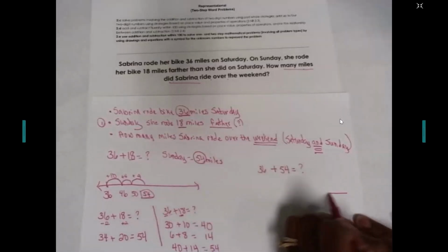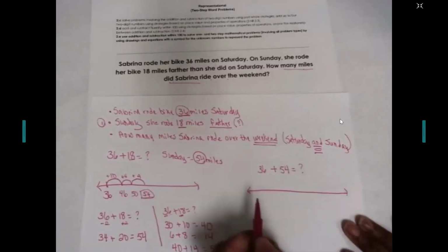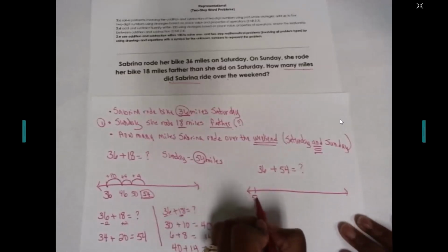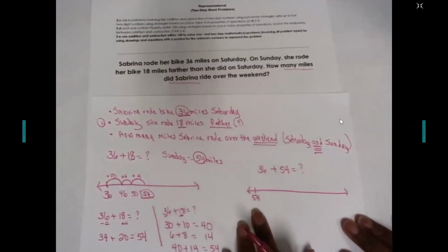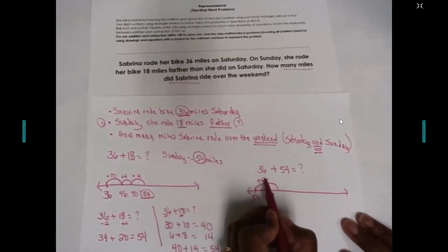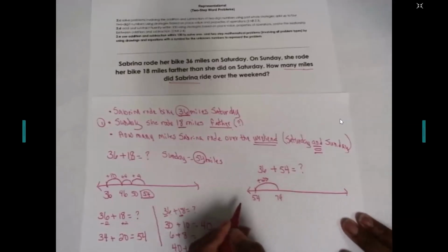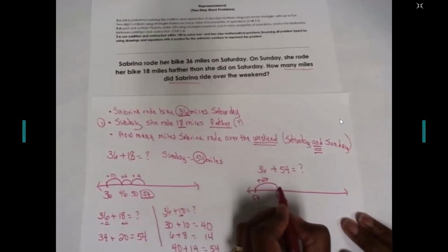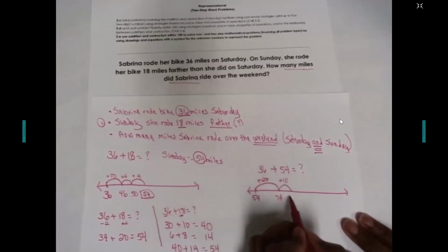So going back to that representational strategy of the number line, I'm going to start with 54 this time, the larger number. And we can make our jumps on the number line to figure out the answer to this question. So I'm going to jump 20. And that puts me at 74. And I know I've jumped 20 of my 36. So I'm going to jump another 10. That puts us at 84.